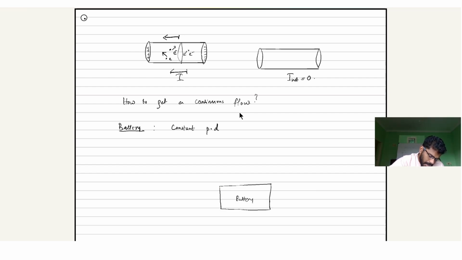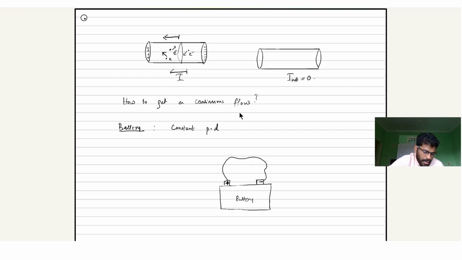This battery will have two terminals. One will be positive and one will be negative. That means I have an excess amount of positive charges here, or I can say a deficiency of electrons here, and I have an excess amount of electrons on this side. So this is what is known as a potential difference, or a charge difference in this case. So let's say I connect this battery with a conductor.